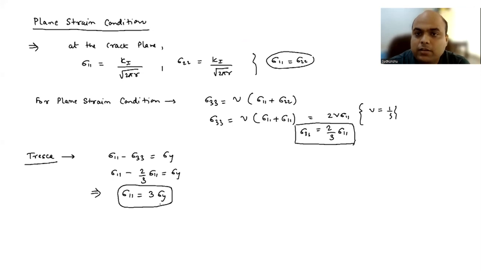Okay. So if we assume that sigma 22 is not zero at the crack surface, then sigma 11 for yielding is coming out to be 3 sigma y. And if you don't assume, then it was sigma y plus sigma 22. So after assumption, using the Tresca criterion, we are able to figure out that sigma 11 is 3 sigma y. Okay, so this is the yielding.